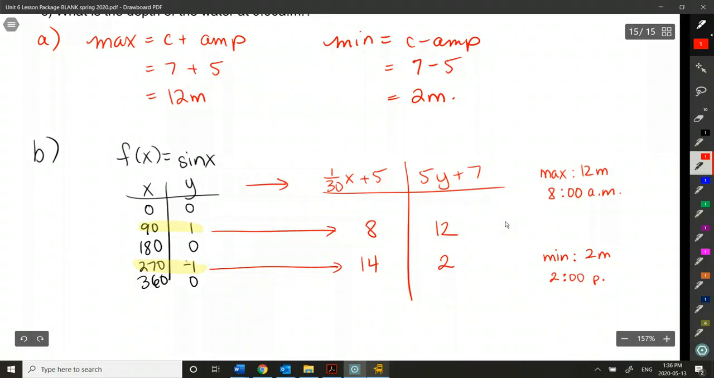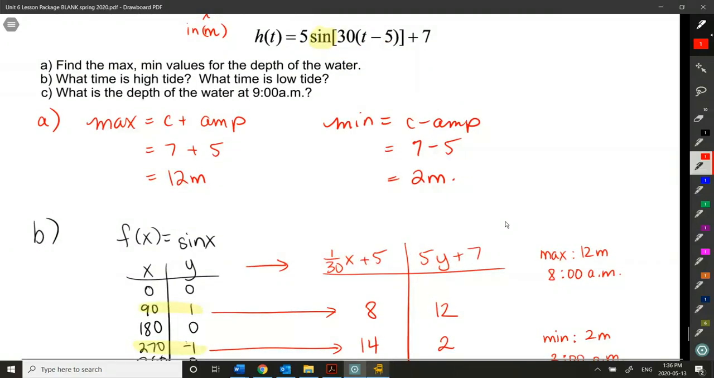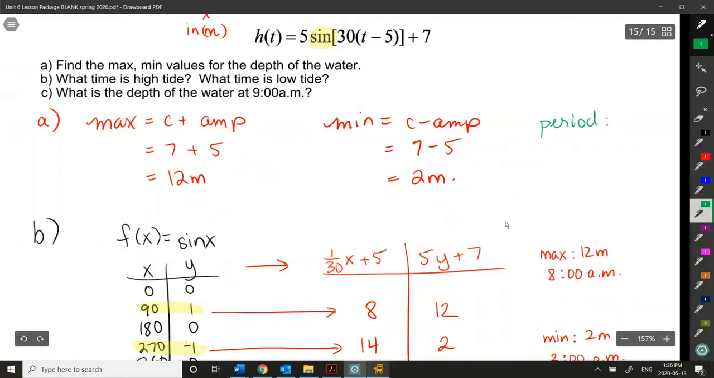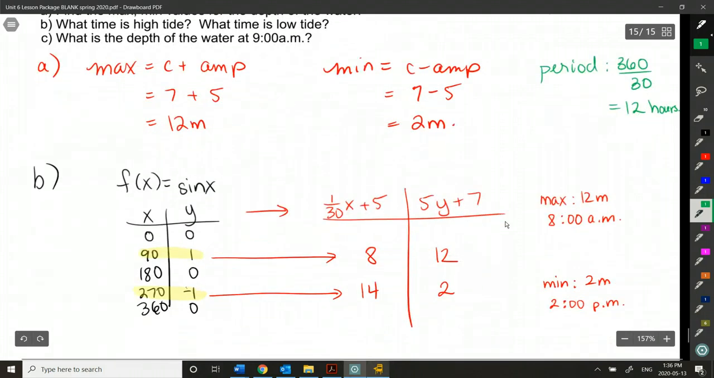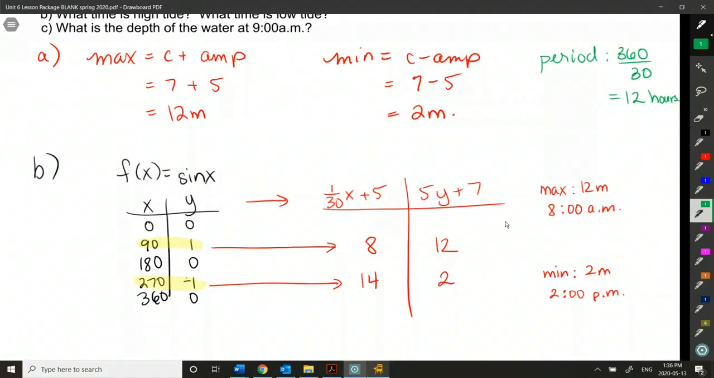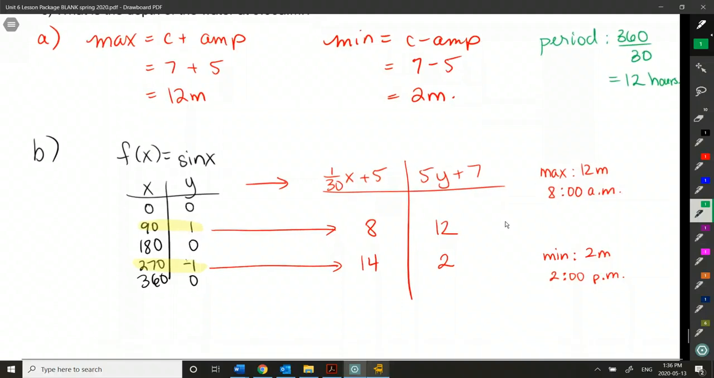Now, what you really need to ensure here is that the max and min don't occur multiple times in the day, because there might actually be other times where we hit max and min values. So in order to ensure that, you're going to find the period of the function. We're going to do 360 over k. And that's going to give us a period of 12 hours, which means that every 12 hours I'm going to hit a max, and then every 12 hours I'm going to hit a min.